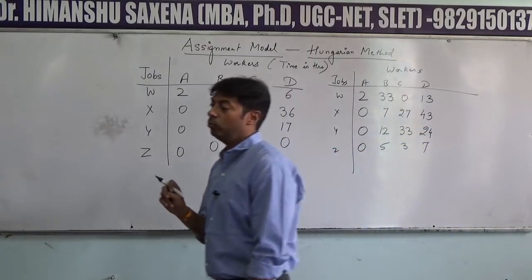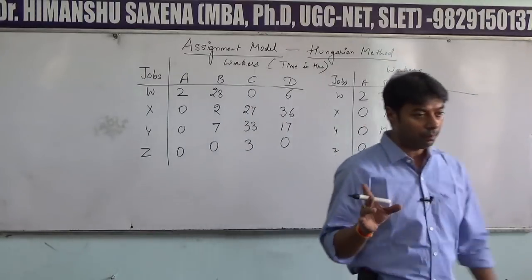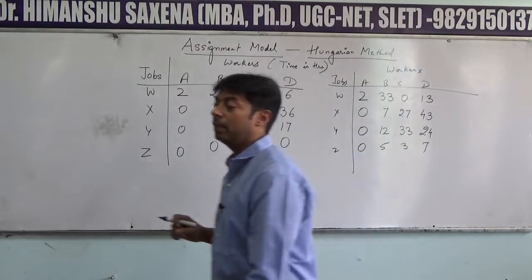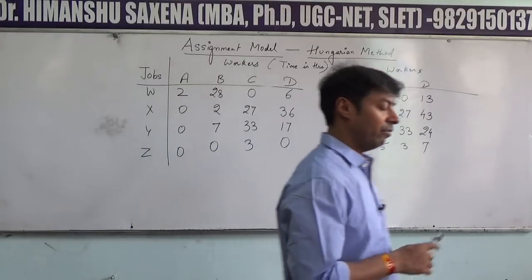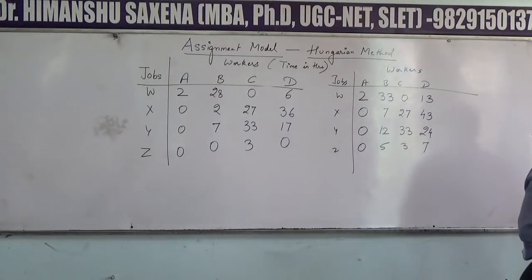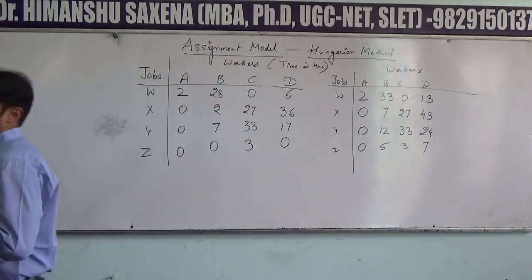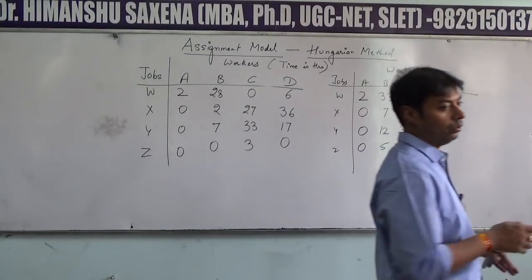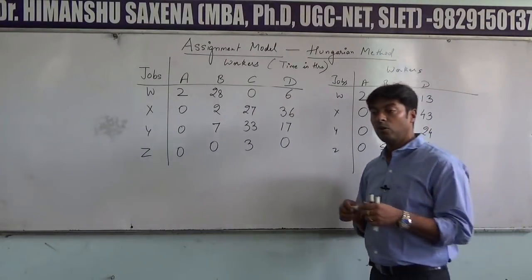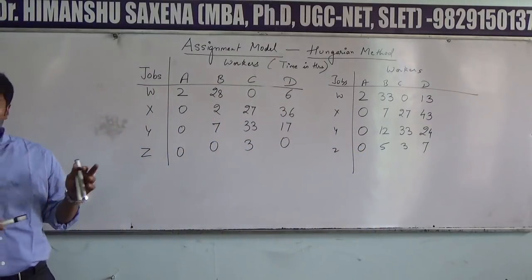So are these two steps clear to everyone? Yes. First is row operation. Second step is column operation. In the row operation, we select the minimum element from every row and subtract it from all the elements of the respective row. While in the column operation, we select the minimum value from every column and subtract it from all the elements of that respective column.